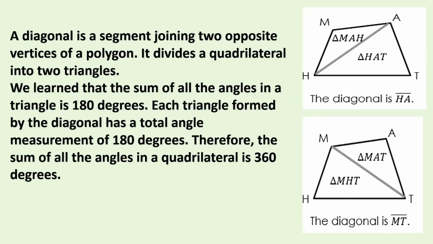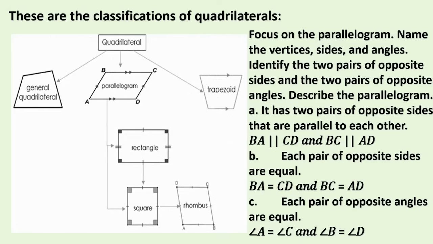A diagonal is a segment joining 2 opposite vertices of a polygon. It divides a quadrilateral into 2 triangles. We learned that the sum of all angles in a triangle is 180 degrees. Each triangle formed by the diagonal has a total angle measurement of 180 degrees. Therefore, the sum of all the angles in a quadrilateral is 360 degrees. These are the classifications of quadrilaterals.